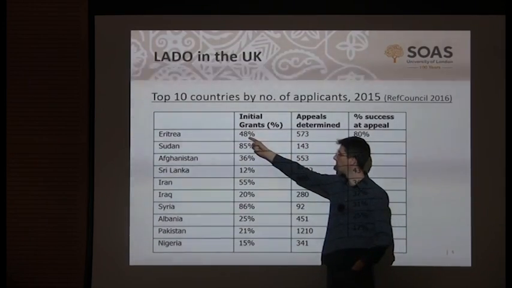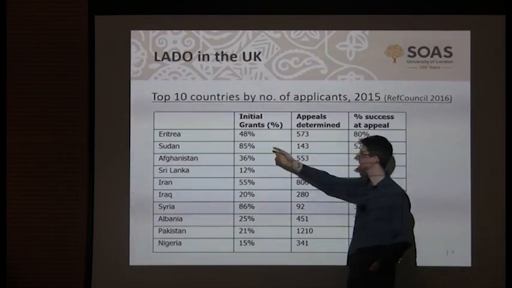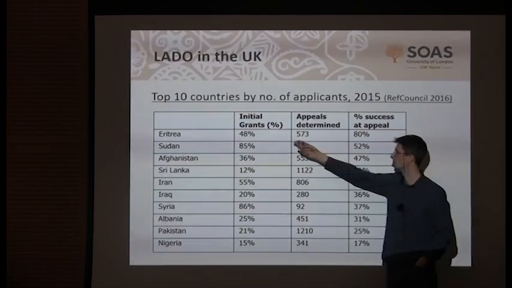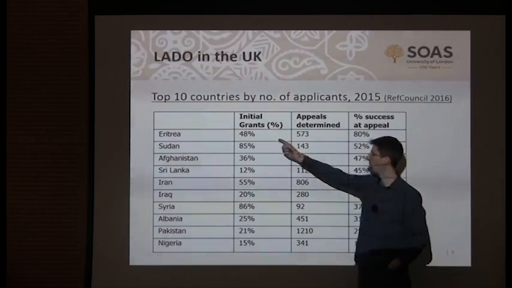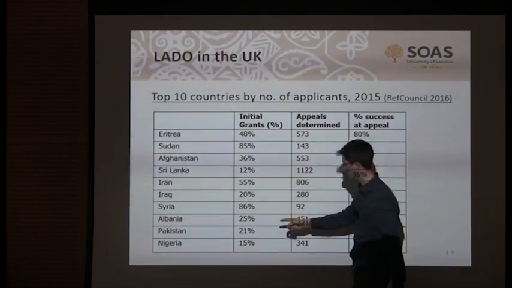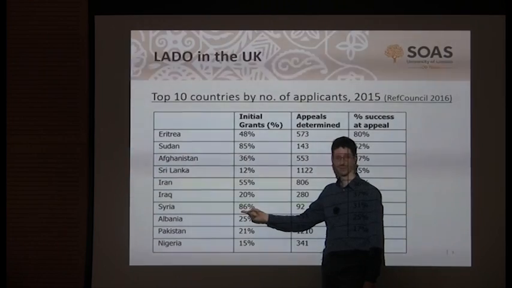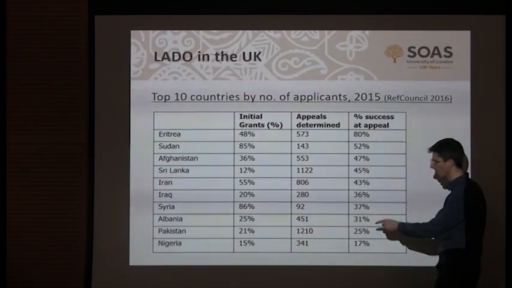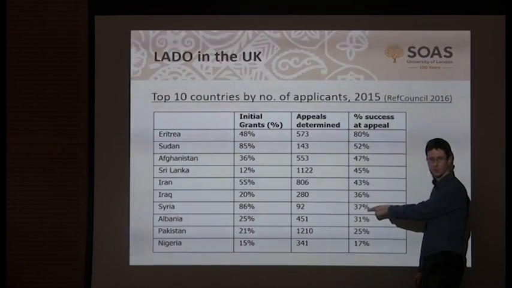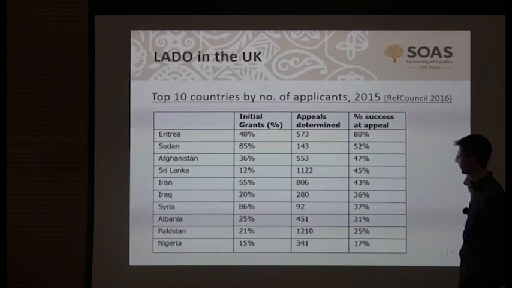So only half of people who said they were from Eritrea had their claims accepted in the first instance, but then presumably almost all of those then appealed, and almost all of the appeals were granted. On the other hand, if you look at Syria, it's the reverse. Most of them were accepted in the first instance, but of those who appealed, most had their appeals turned down. These discrepancies are interesting and strange to me, and I don't exactly know how to explain them.